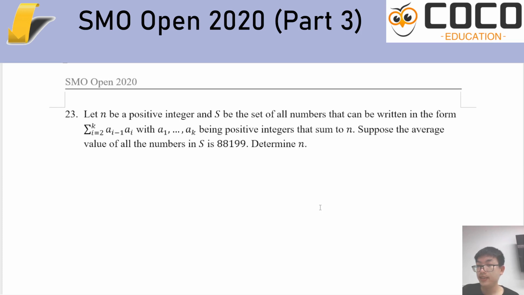This is nasty. If it were an open round 2 question, I would handle it very differently from an open round 1 question. Now it says let n be a positive integer and S be the set of all numbers that can be written in this form. This form is a1 a2 plus a2 a3, so it's a bunch of consecutive pairs where the numbers themselves sum to n.